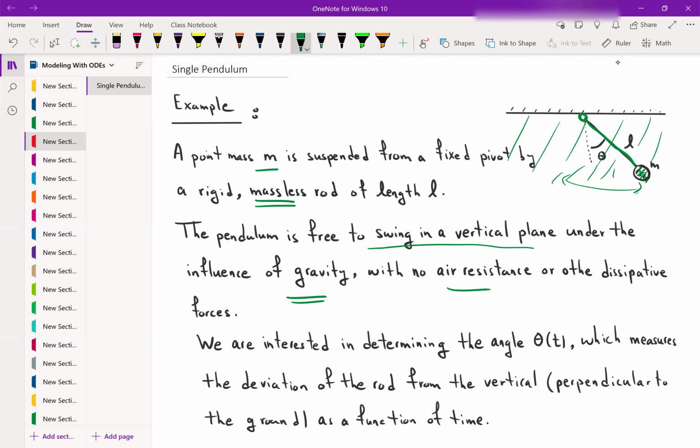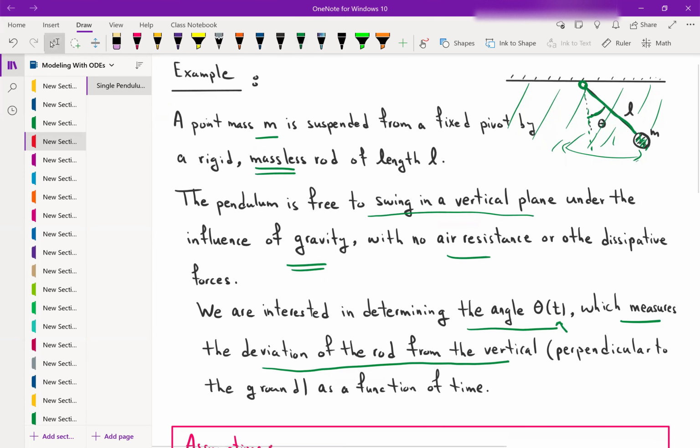So what we are interested in is determining the angle theta. So this angle, the angle between the vertical and the rod, which is a function of time, theta of t, which measures the deviation of the rod from the vertical. Vertical means perpendicular to the ground. As a function of time. So the main goal here is deriving the differential equation that this angle theta of t must obey, the equation that governs the angle theta of t that the rod makes with the vertical.